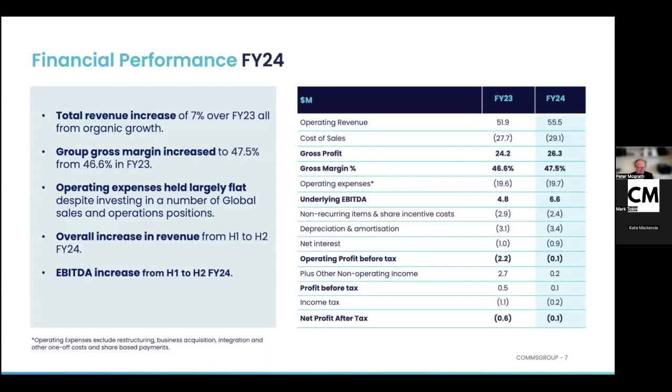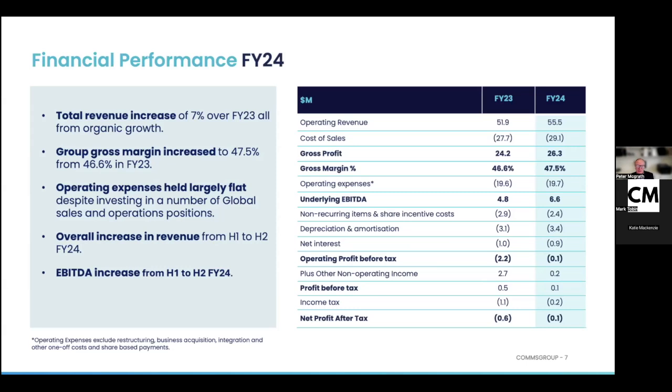So I mentioned there a strong increase in revenue, GP, and underlying EBITDA, and you can see the year-on-year results here at gross margin as well at 47.5%. So that was up. So we're very pleased with that. Our operating expenses were held largely flat despite the pressures that we're seeing and the fact that we've added additional resources within the business, particularly in our global sales and operations position.